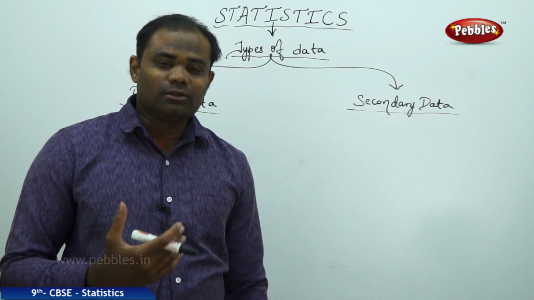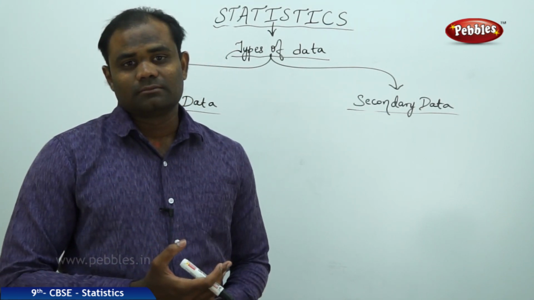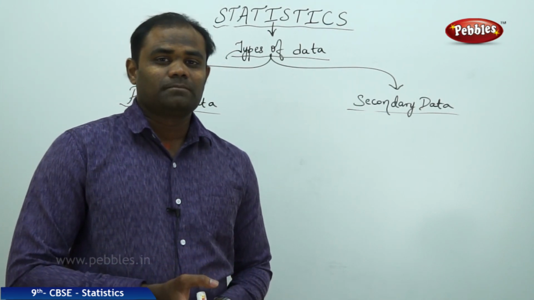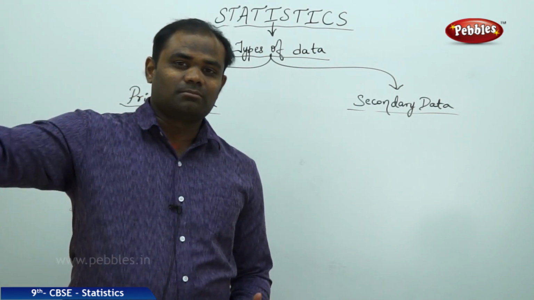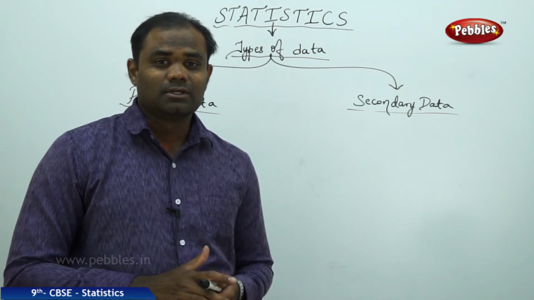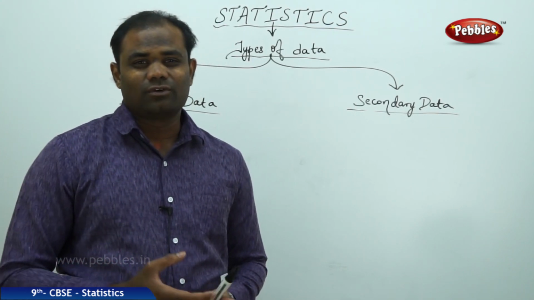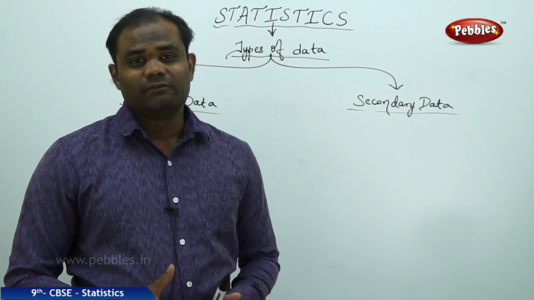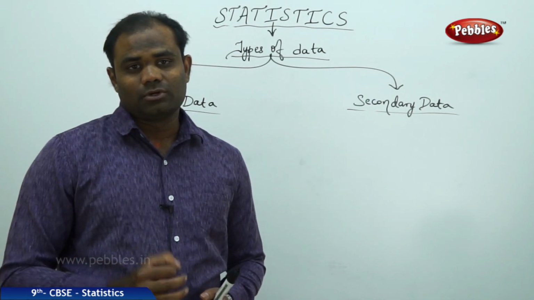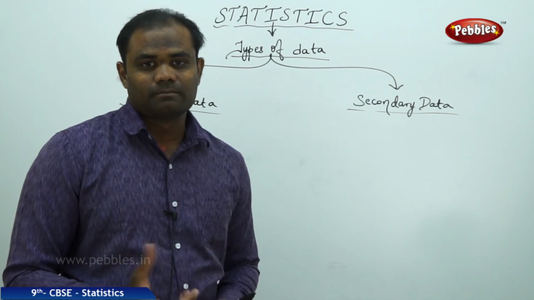If I directly involve myself in collecting the data, then that's called primary data. If I pick the data from some other external resources like the internet or web search or various other media or from published books, we say that data is secondary because you're not directly involved.